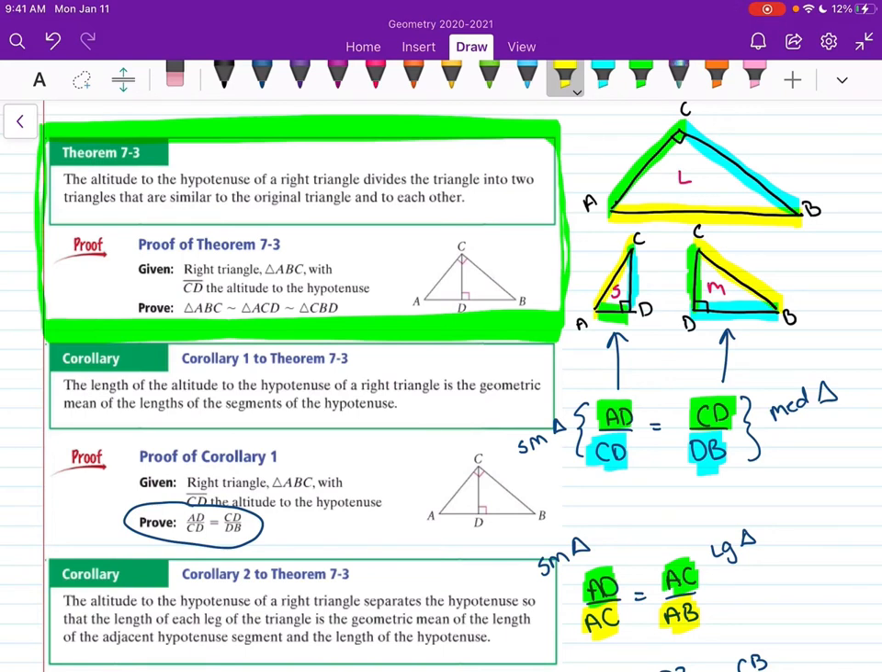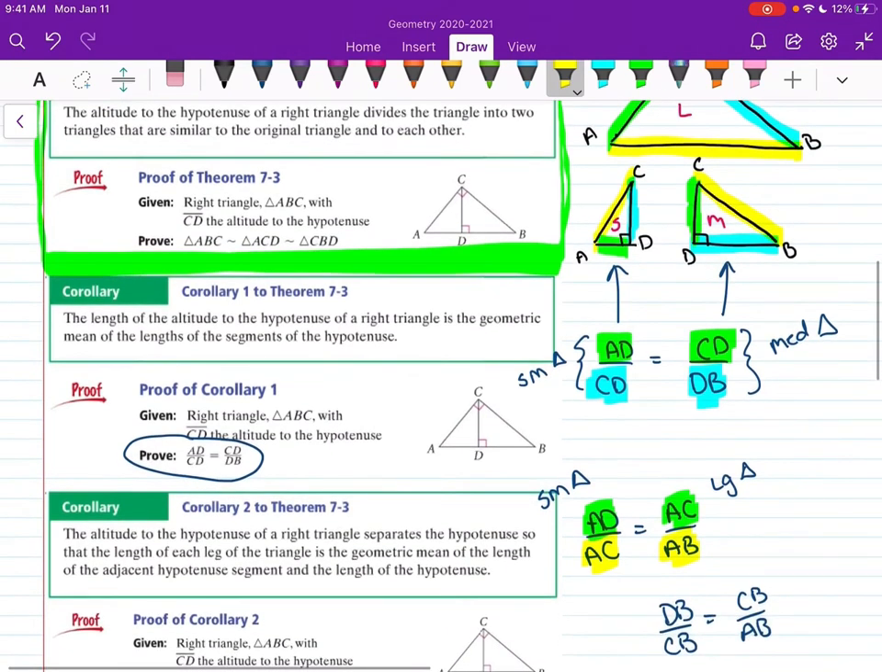The numerators are going to be my corresponding parts of the short legs, and the denominators are my corresponding parts of the hypotenuse. And now I can do the same thing, instead of the small triangle compared to the large triangle, where I have DB over CB, which comes from the medium triangle, and CB over AB comes from the large triangle.